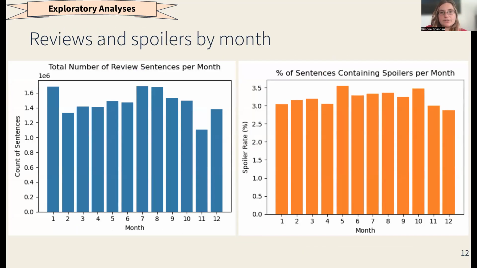And then finally, we also looked at the variability of spoilers per month. As you can see here on the left, we have the total number of review sentences per month, and then how many of those sentences are spoilers per month. There's an uptick in the 5th month, which is May, and an uptick in the 10th month, which is October, which comes into play later on for our model.